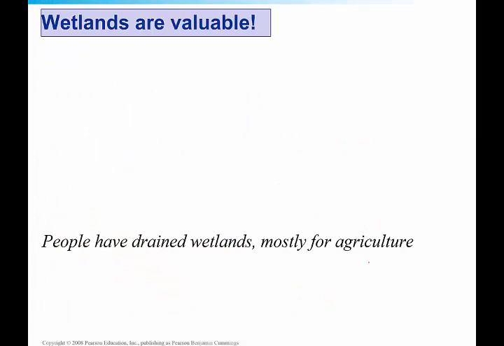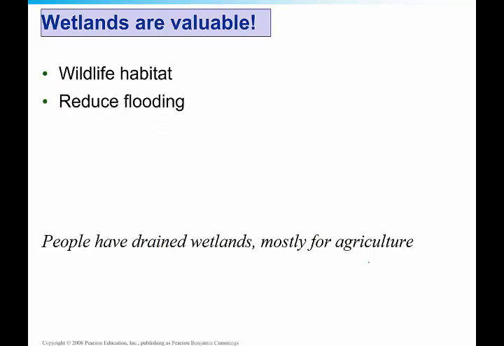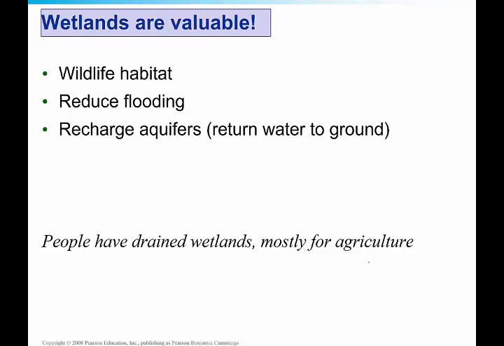Remember, we talked about this when we were talking about the Everglades. Wetlands are valuable because they are a habitat for wildlife. For example, in Louisiana, the coastal wetlands are homes to about 1.8 million migratory birds every year. Wetlands reduce flooding. Remember that in the Everglades, when they filled in the wetlands, there was no longer an area to absorb the excess water from hurricanes and rain, and so they had a lot of flooding in homes. Wetlands also recharge aquifers. That means they return water to the ground after it rains.